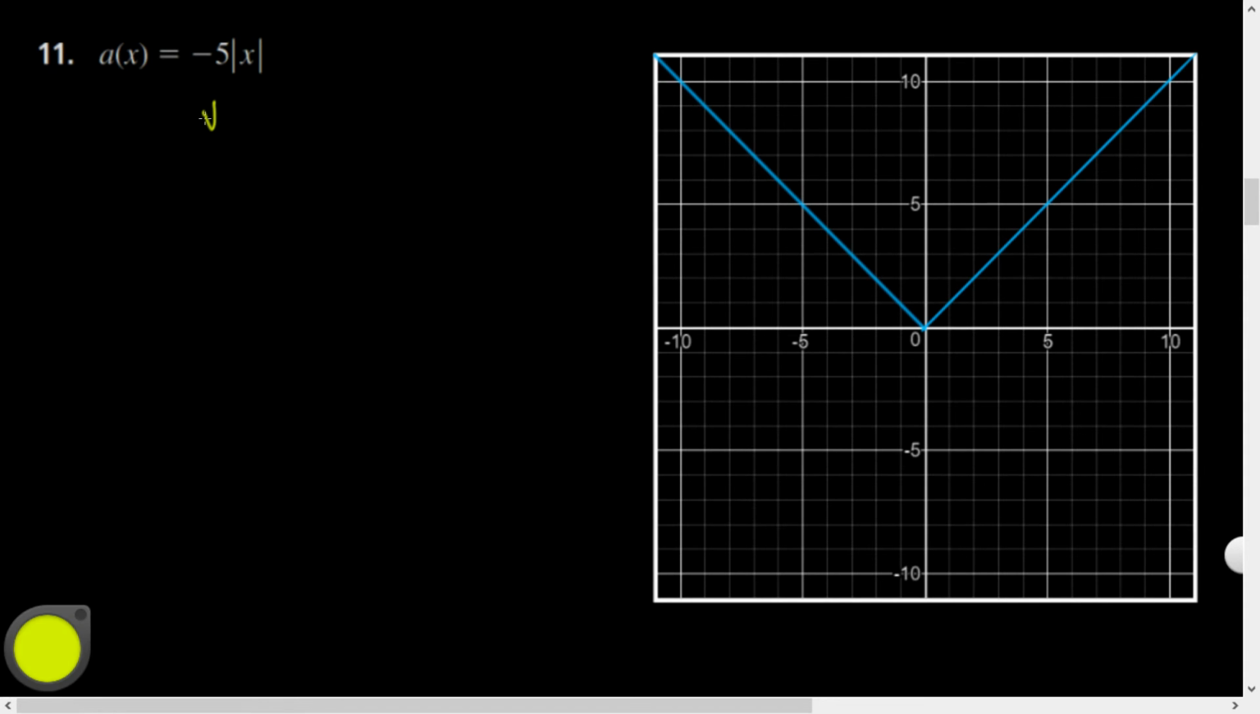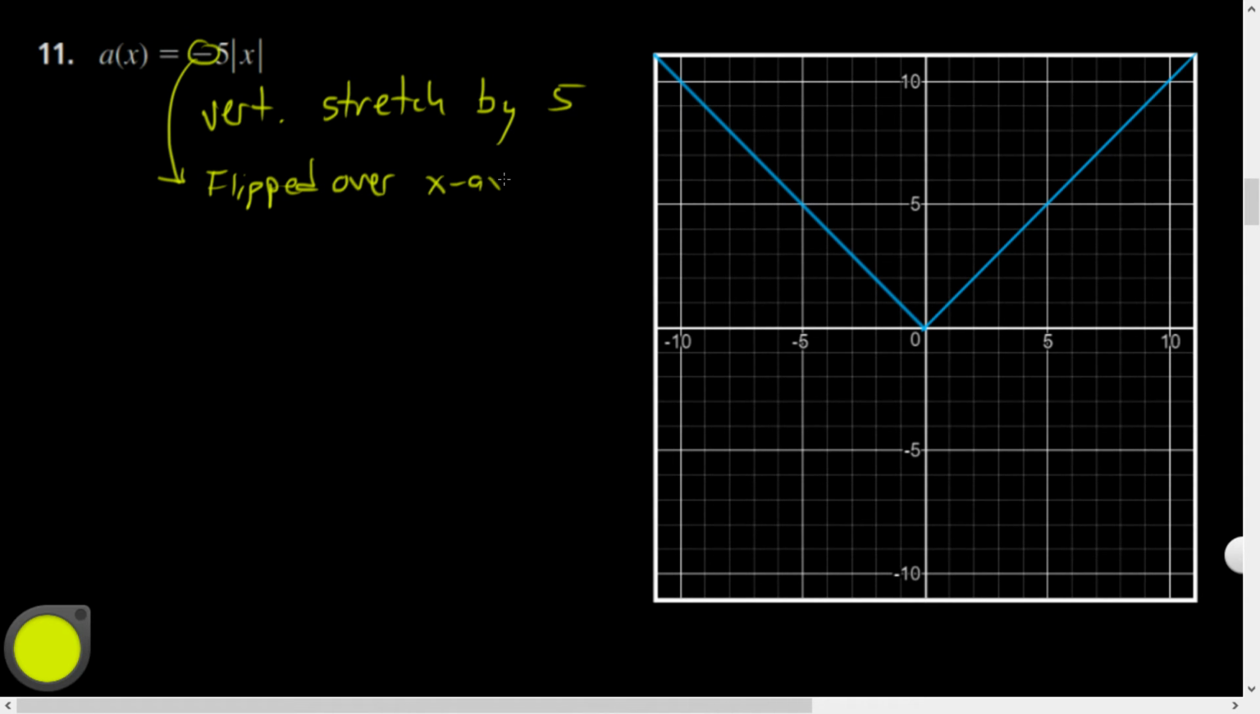It's going to be a vertical stretch by 5, and then the minus sign tells us that it will be flipped. Flipped over the x-axis, which you could think about as being like a vertical flip. So it's going to be flipped and stretched.